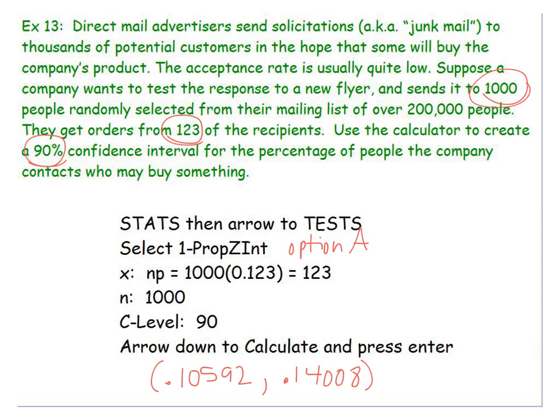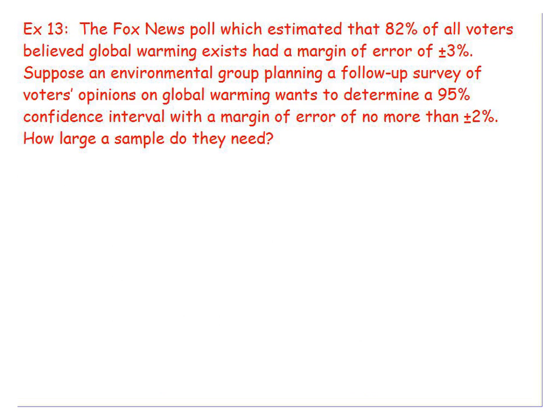So, the last lesson in chapter 19 is actually learning how to work backwards, how to find the sample size needed to give specific results. We only have 3 examples to look at.